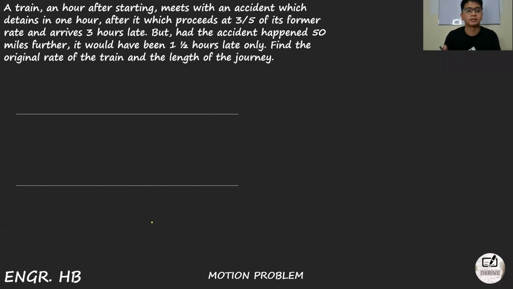Sabi, a train an hour after starting meets an accident which detains the train in 1 hour after it, which proceeds at 3/5 of its former rate and arrives 3 hours late. But had the accident happened 50 miles further, it would have been 1.5 hours late only. Find the original rate of the train and the length of the journey.